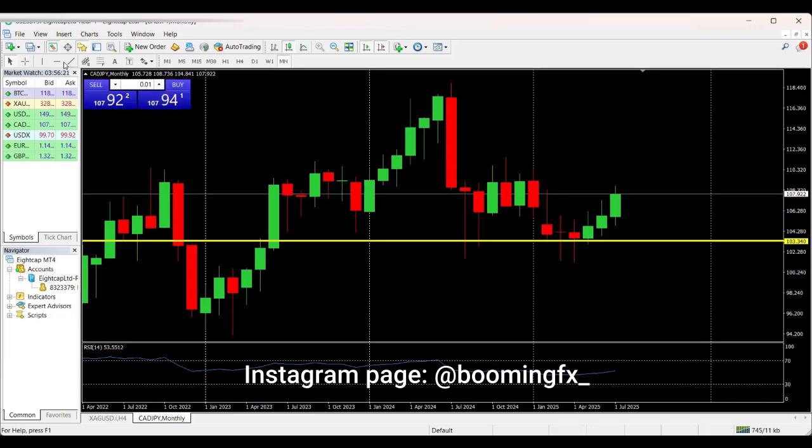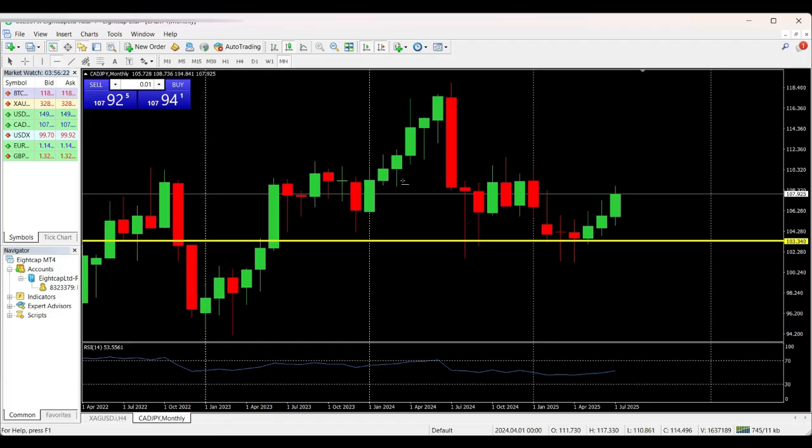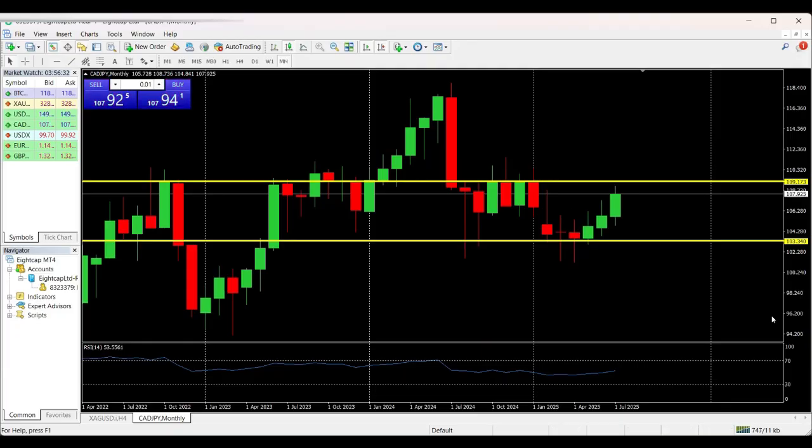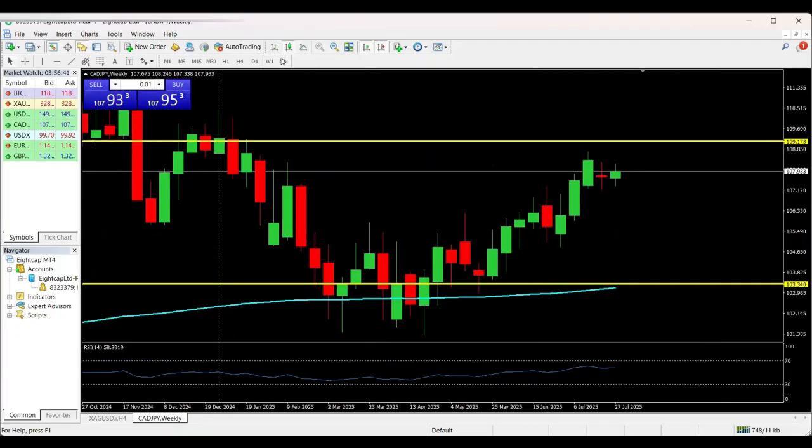Then I'm going to do the same thing at the very top right here. Reject, reject, reject, and so on and so on. Literally, all you have to do on the monthly time frame is place your key supply and demand levels. Now I'm going to scroll down to the weekly time frame, guys.